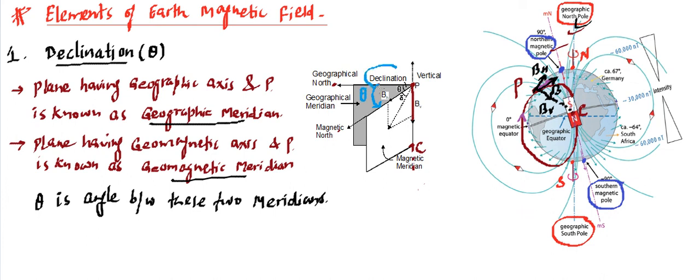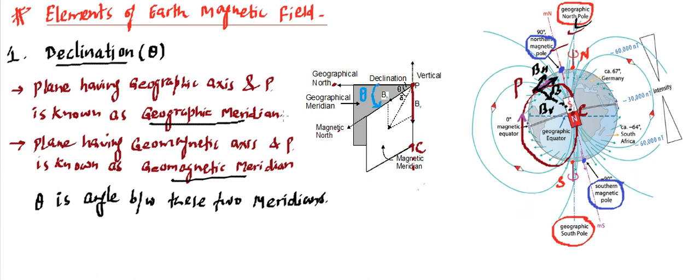That's called declination. So declination is basically the angle between two meridians. One is the geographical meridian, another is the magnetic meridian. And once you have understood this theta, that means one element out of three for Earth's magnetic field we have understood. And if we get to know about all the three elements, then we will be able to find out the magnetic field of Earth at any location, at least conceptually or theoretically.